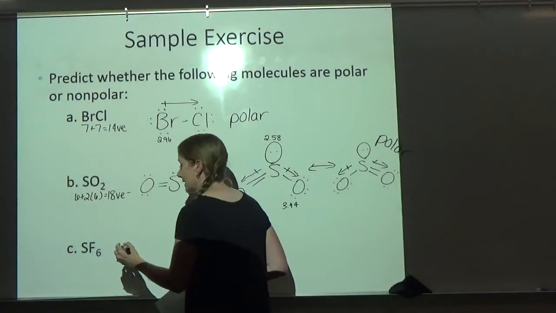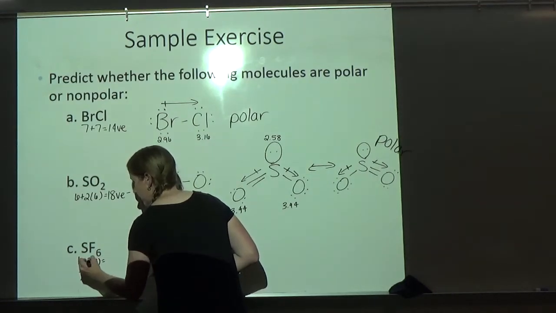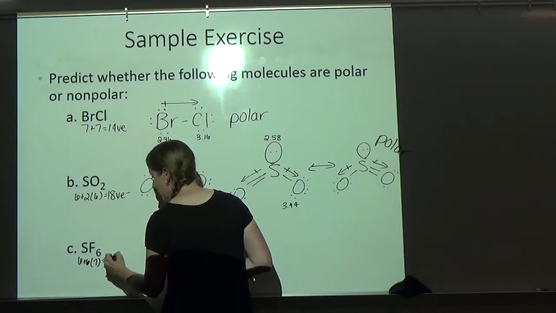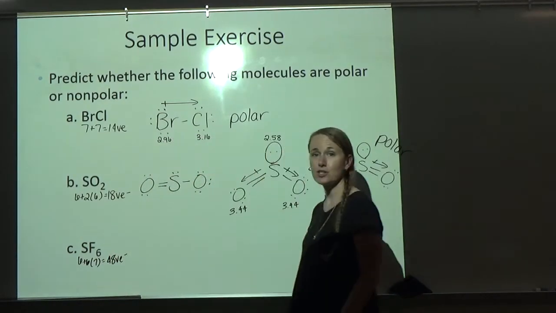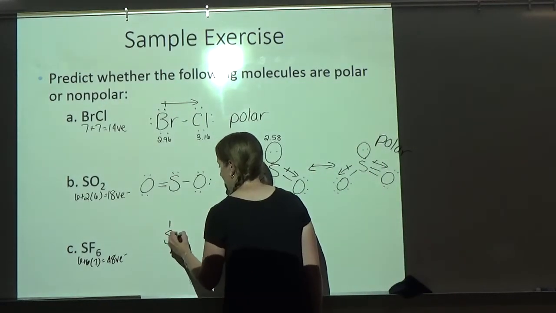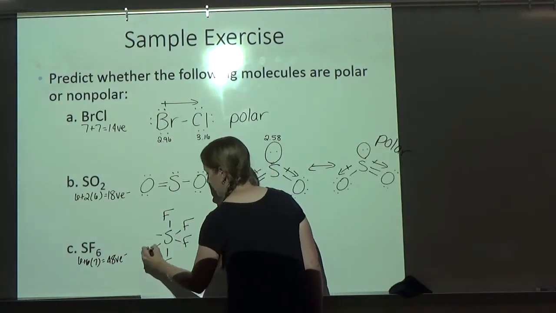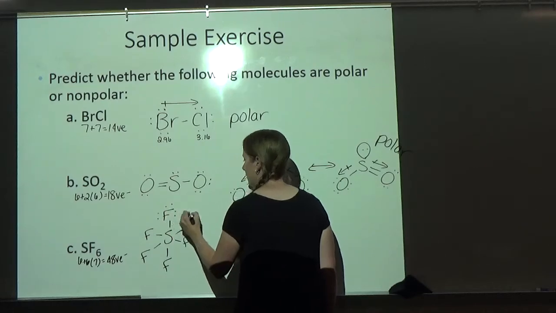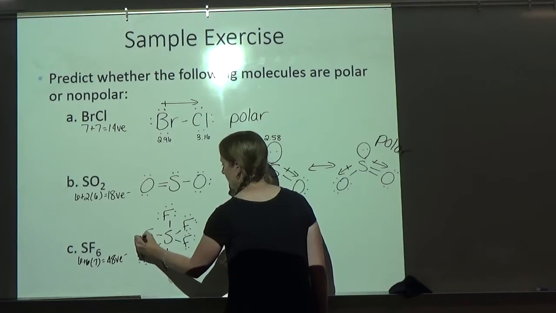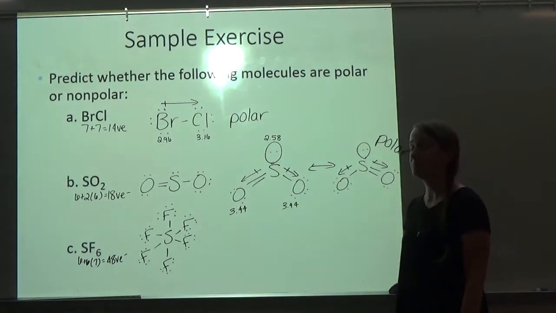All right, so let's look at our next one, SF6. S has 6 valence electrons, F has 7 times 6, so that's 42 plus 6, which is 48. My gosh, got a lot of electrons happening down here. So I'm going to bond everybody, S in the middle, put all my F's around it, make everybody stable, and yes, if you're in my class, I expect to see dots on all of those F's.